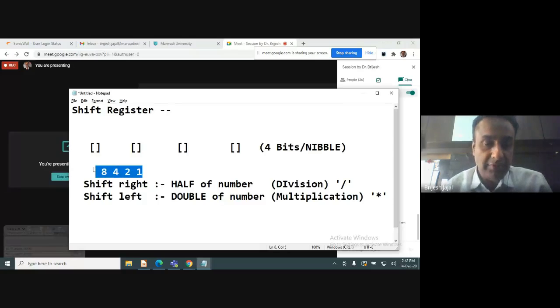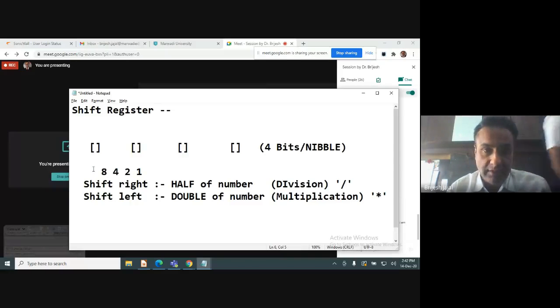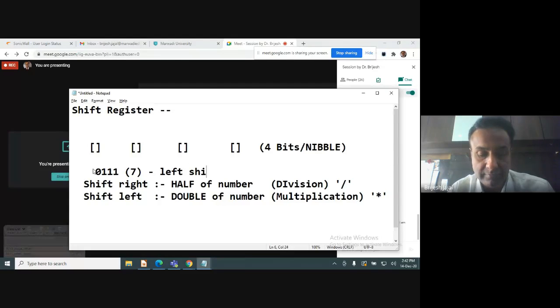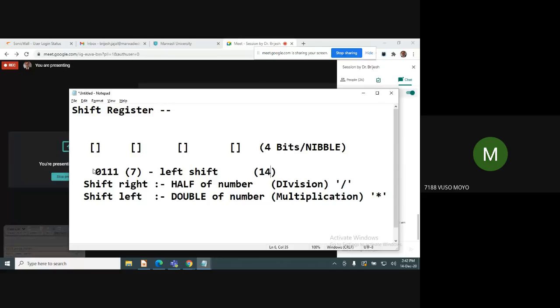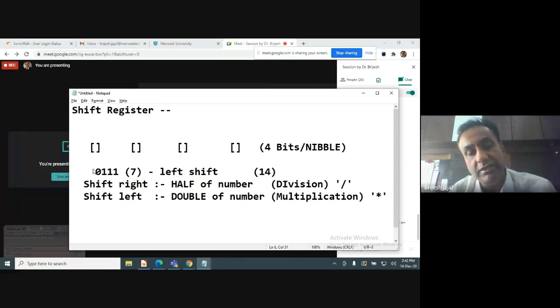So what it means, if I have 7, let's take the example again. If I have 7, so there is 0111, that is 7. So what should I get if I shift on the left side? I should get 14. So let's do it in reverse. I should get 14. So what is the value of 14 in binary?